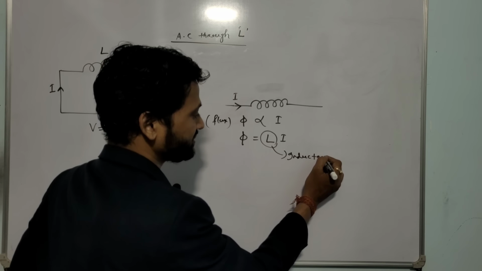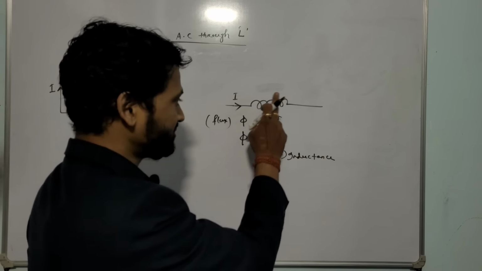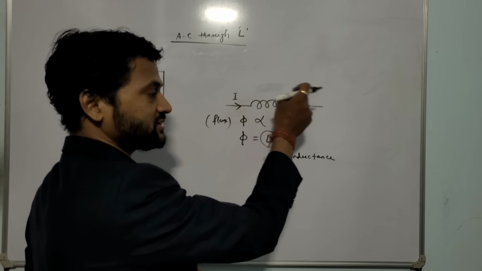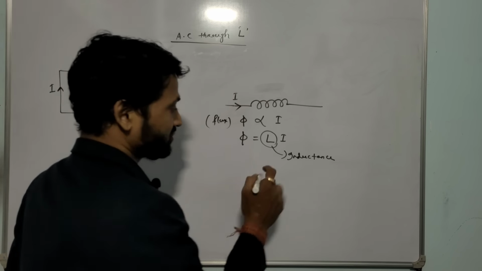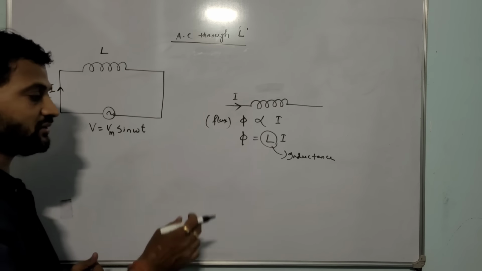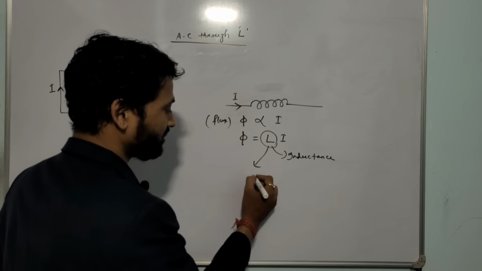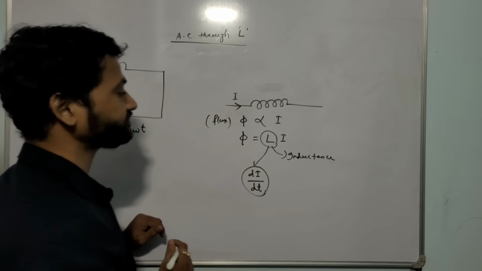That proportionality constant is called inductance. But actually inductance is not constant. It can change with respect to the dimensions of that coil. If I change the length of the coil and change the area of the coil, inductance will change. That we know from the basics. So anyhow, inductance is a proportionality constant, or you can say inductance is a property of a conductor which opposes sudden change in current. That means it will oppose di upon dt.